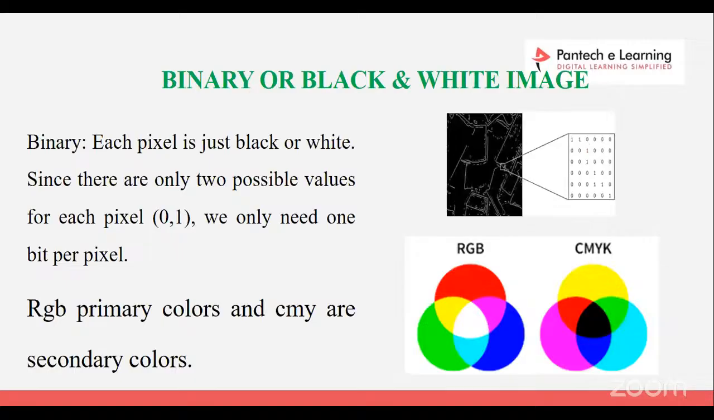These are black and white. I already explained that RGB is called the primary color. The secondary color is CMYK, normally we call it CMY: cyan, magenta, yellow.